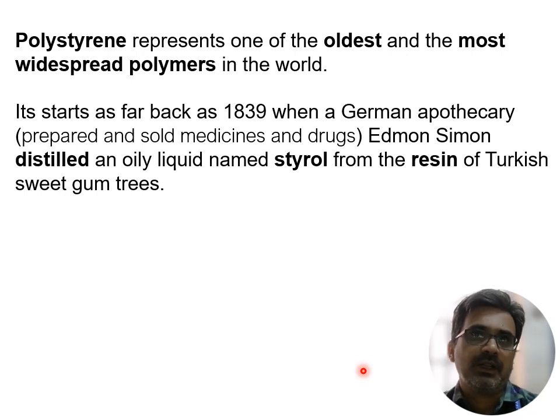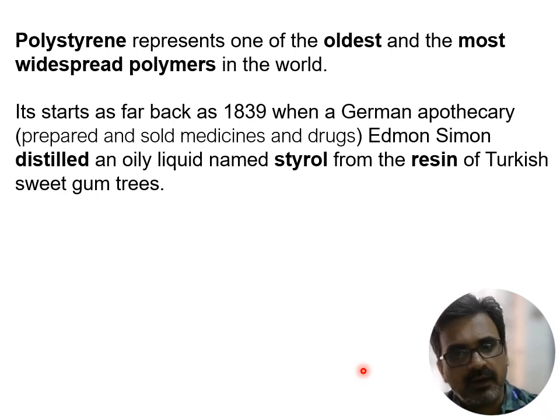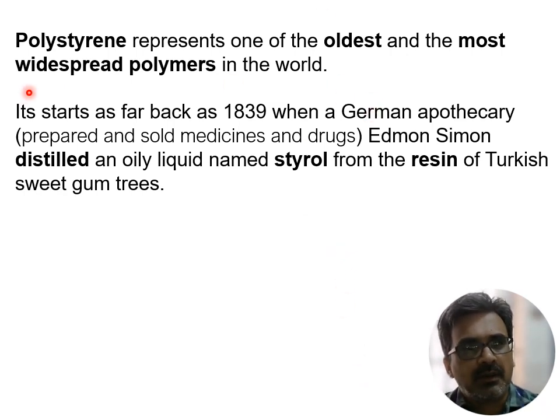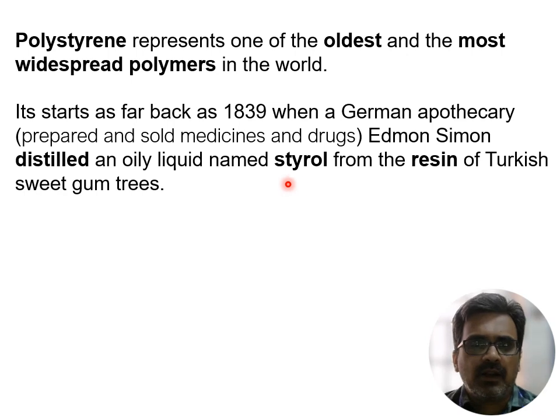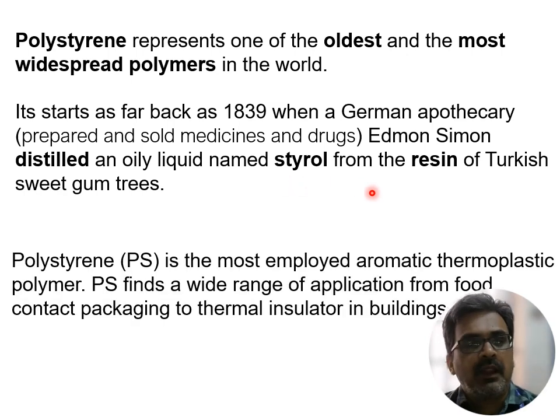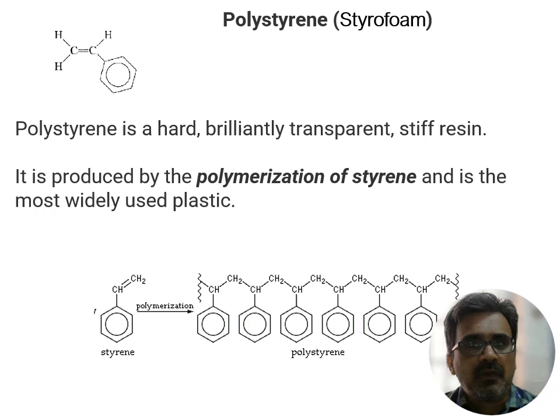One set of not strictly addition polymers is polystyrene, which is one of the oldest and most widespread polymers in the world. There is a history to this: it was isolated in the year 1839, and it's the most widely employed thermoplastic kind of polymer. Many of you are aware of styrofoam or polystyrene.